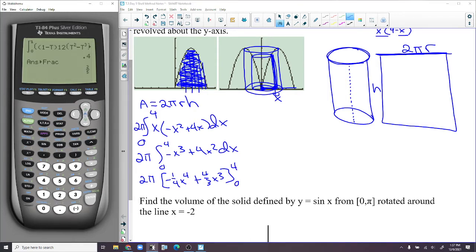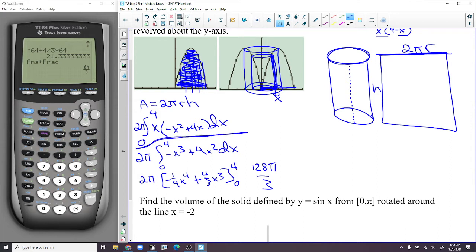I'm going to cheat. Negative 64, that's plugging in 4: 4 to the fourth is 256, divided by 4 is 64. There's the negative 64, plus whatever 4/3 times 4 to the third, 64, is. Let's quickly get that. Math, number 9, change it to a fraction. So 128 pi over 3. There we go. We'll speed it up a little bit, but the setup's the important piece, right? Getting to that piece right there. There's the setup.